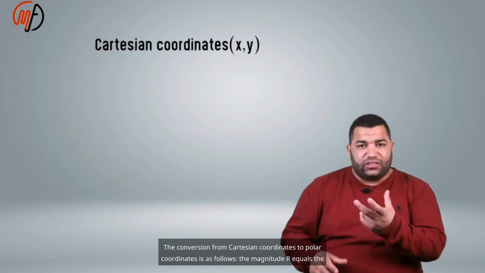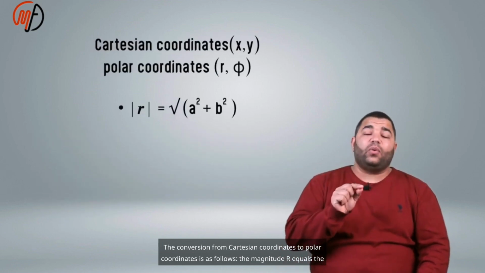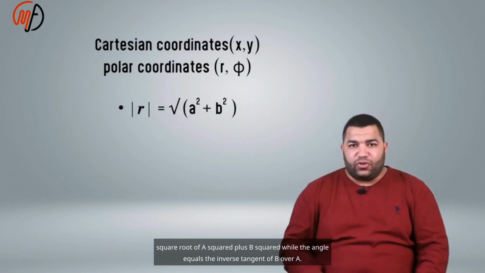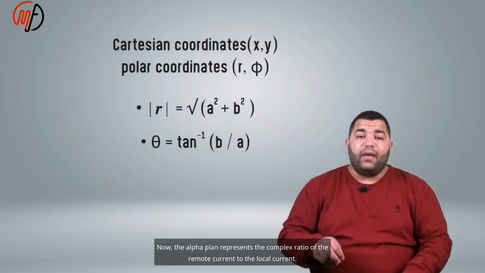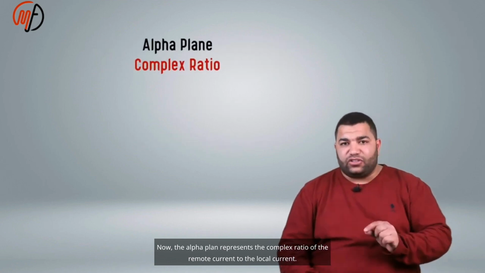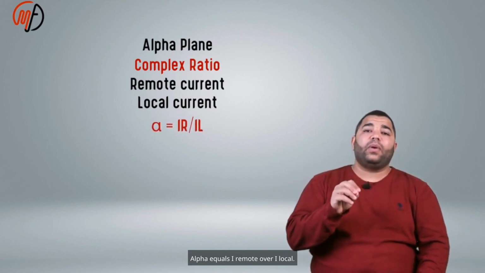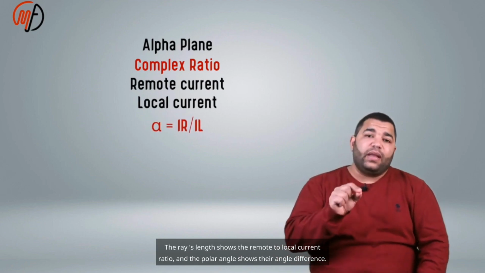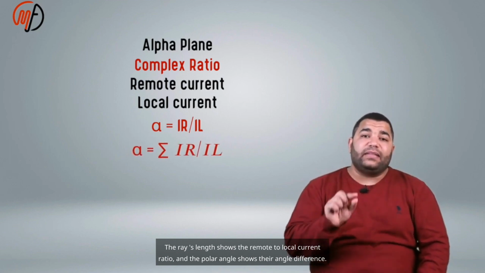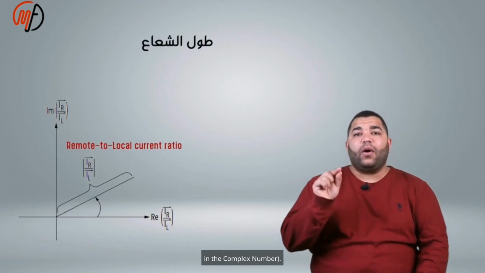The conversion from Cartesian coordinates to polar coordinates is as follows. The magnitude R equals the square root of A squared plus B squared, while the angle equals the inverse tangent of B over A. Now, the alpha plane represents the complex ratio of the remote current to the local current. Alpha equals I remote over I local. The ray length shows the remote to local current ratio, and the polar angle shows their angle difference. The x-axis is the real part, values A in the complex number, and the y-axis is the imaginary part, values B in the complex number.